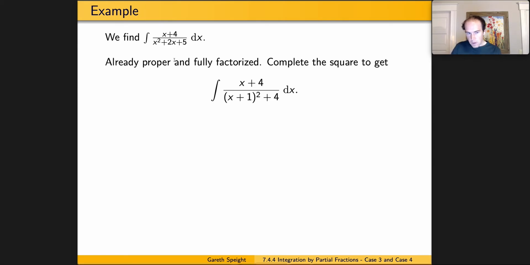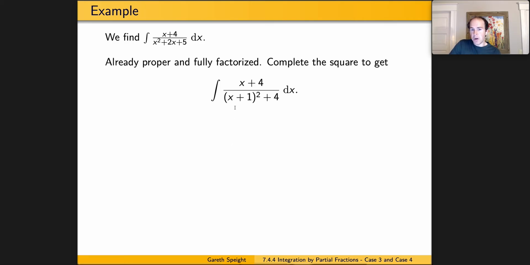That means we just have to integrate it, because it's actually already in partial fractions form. There is just one term on the bottom, an irreducible quadratic term. So let's complete the square to get rid of that x term. x squared plus 2x plus 5 is x plus 1 squared plus 4, depending on however you'd like to complete the square. If you multiply out x plus 1 squared plus 4, we get x squared plus 2x plus 1 plus 4. Okay, we get x squared plus 2x plus 5.